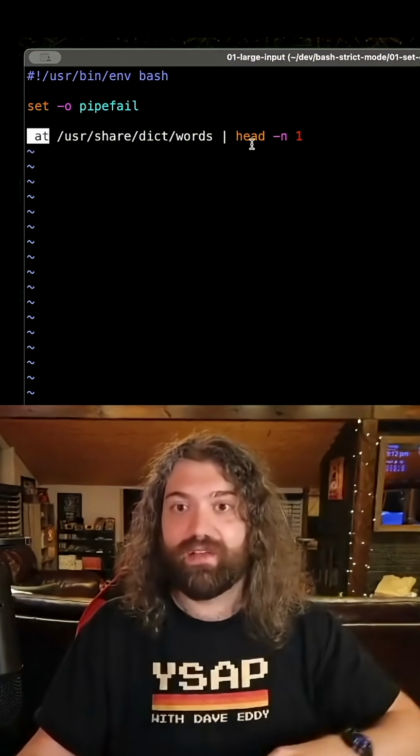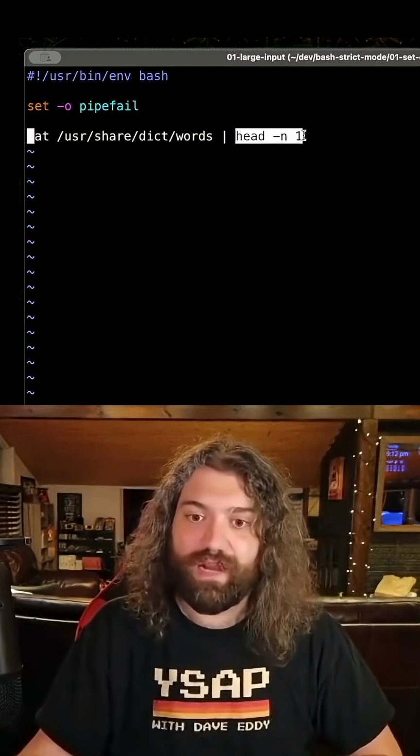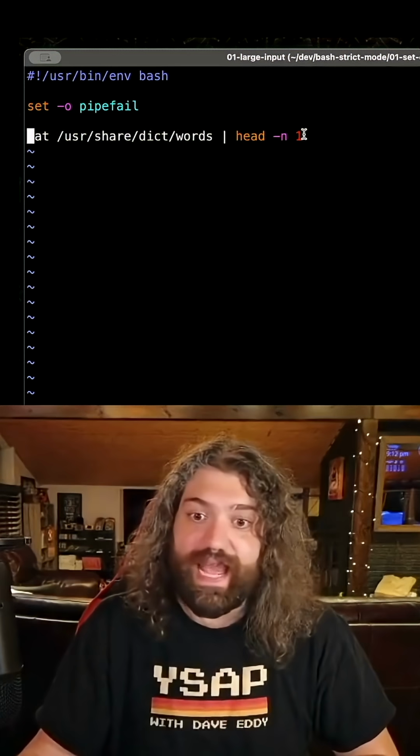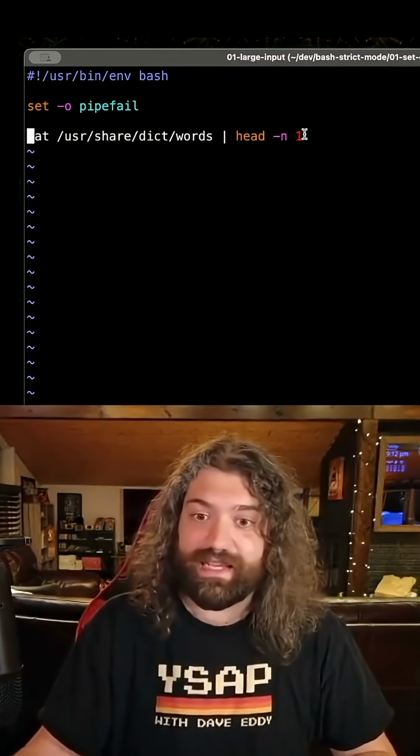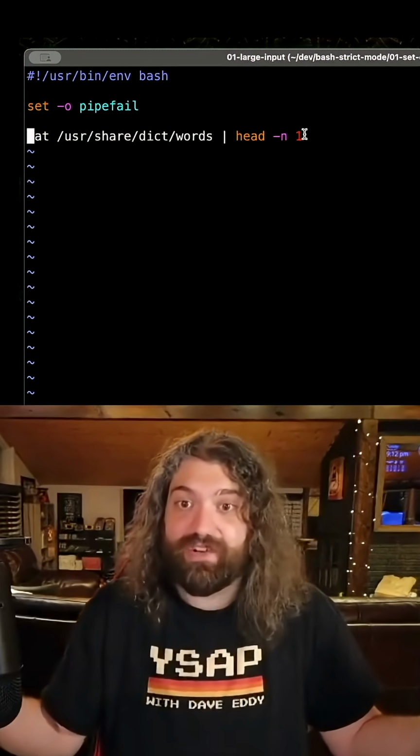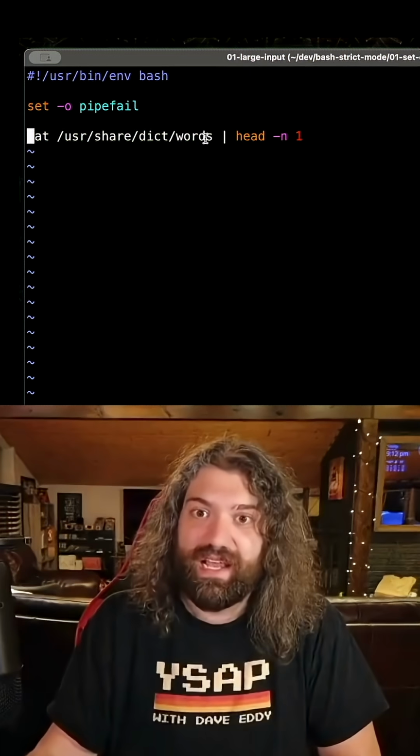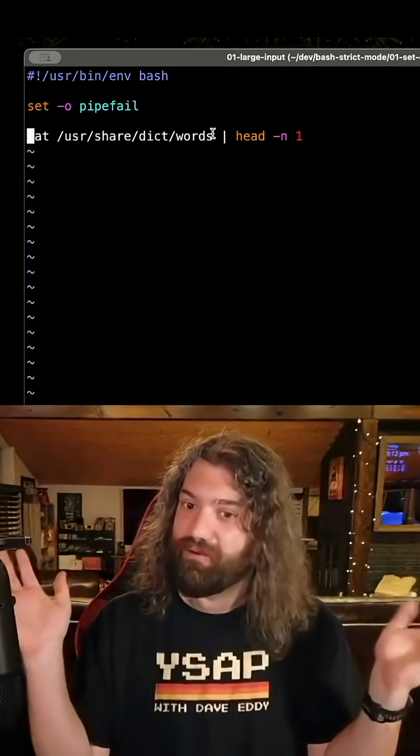It's just reading that file and writing it. And head says, you know what? I already got the first line. I don't need any of the data there, so I'm going to exit. I'm going to close my input. I don't need to read any more input. So it closes it, and cat says, whoa, hold on, my writer just disconnected.